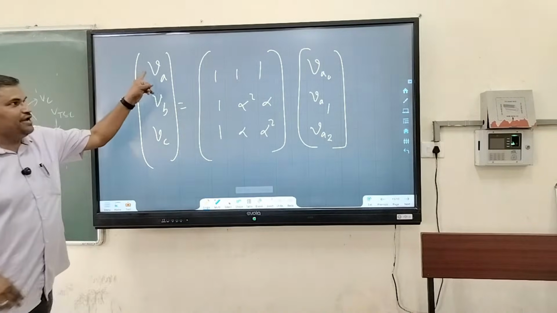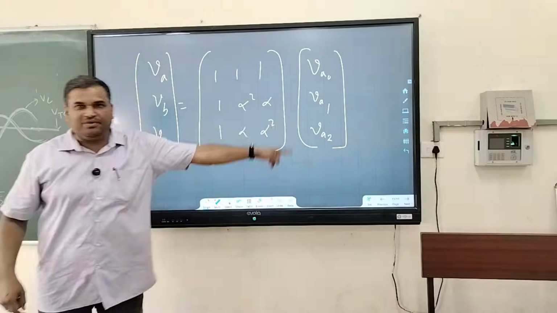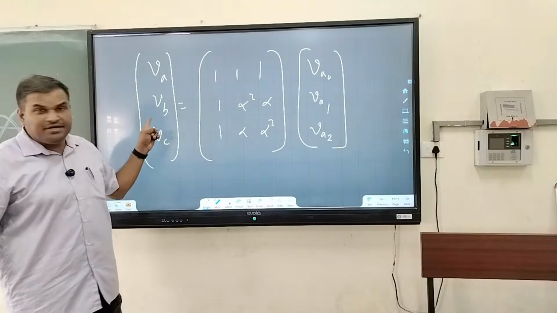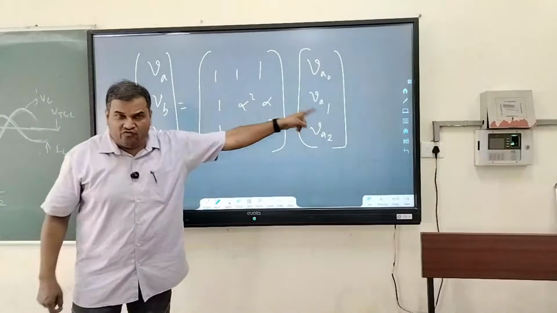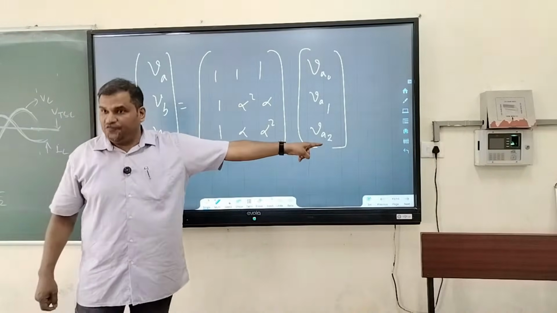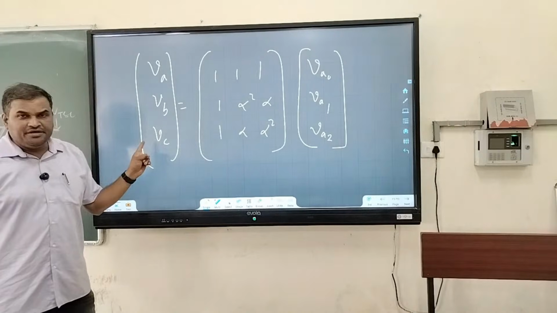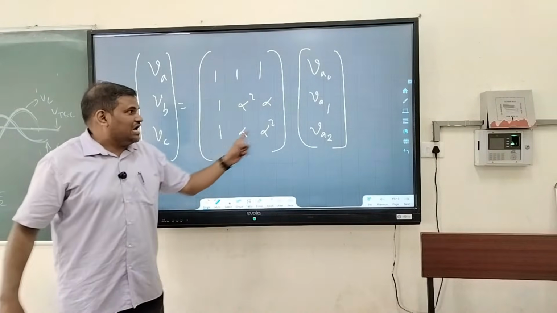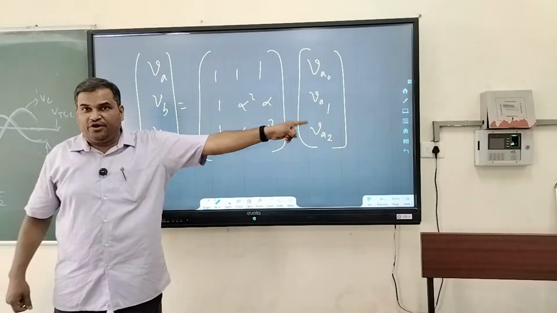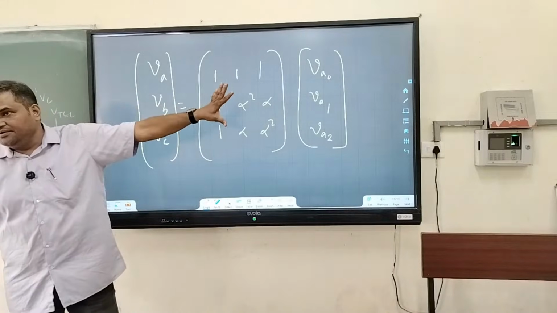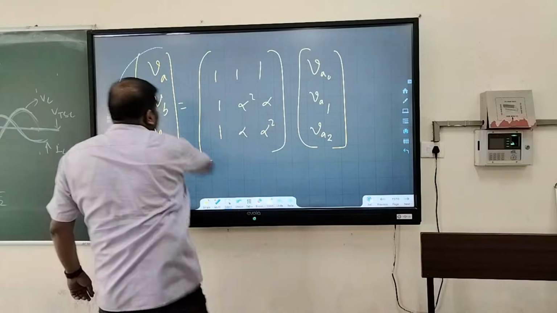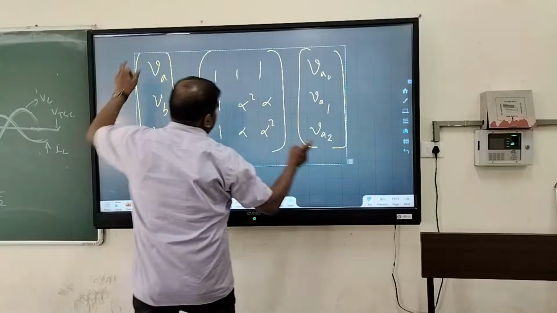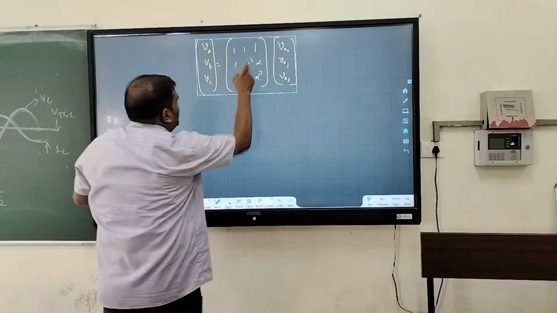You can match. VA is equal to VA0 plus VA1 plus VA2. What is VB? VA0 plus alpha square VA1 plus alpha into VA2. What is VC? VA0 plus alpha into VA1 plus alpha square VA2. This is a matrix. Can you write down what is the matrix for that? Inverse of this matrix. This is the matrix, done, right?